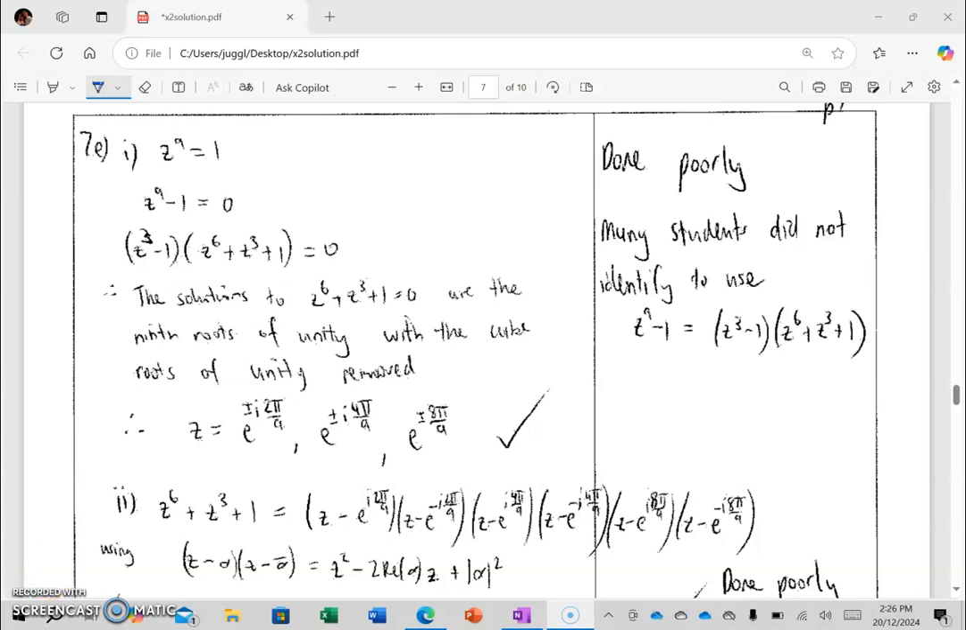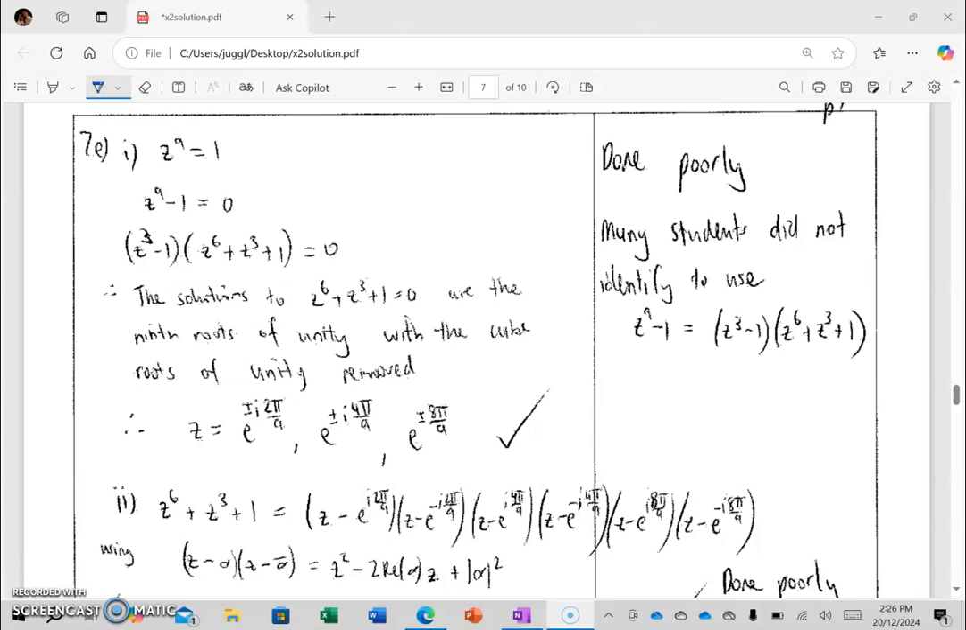Okay, looking through our exam, 7E. I gave the question with a picture of the roots, the ninth roots of unity, and that was meant to be a hint to start off with. Z to the power of 9 is 1, bring it over, and then you should use this factorization. A lot of people struggle with this question, I think, because they didn't connect the ninth roots of unity to the question.